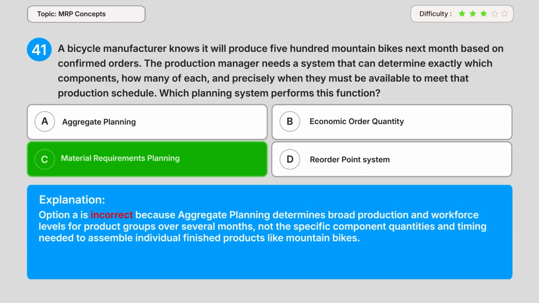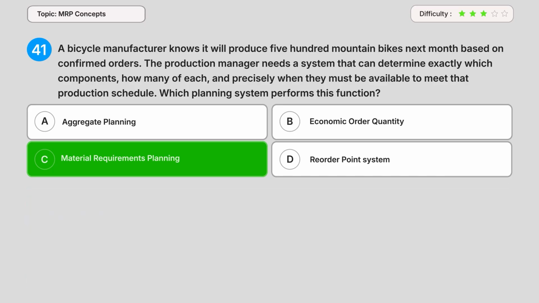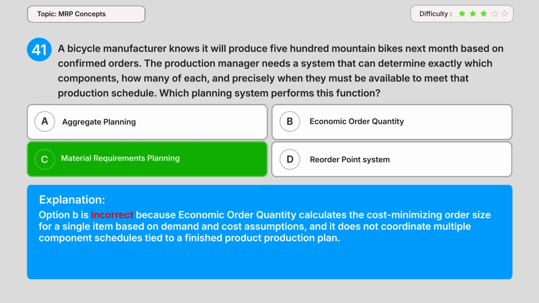Option A is incorrect because aggregate planning determines broad production and workforce levels for product groups over several months, not the specific component quantities and timing needed to assemble individual finished products like mountain bikes. Option B is incorrect because economic order quantity calculates the cost minimizing order size for a single item based on demand and cost assumptions, and it does not coordinate multiple component schedules tied to a finished product production plan.